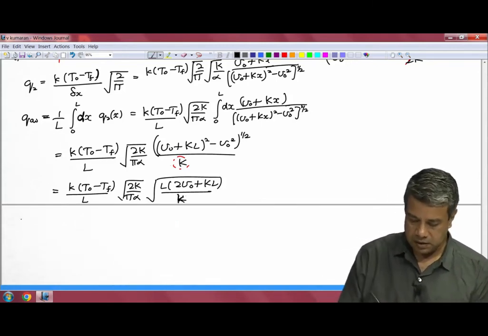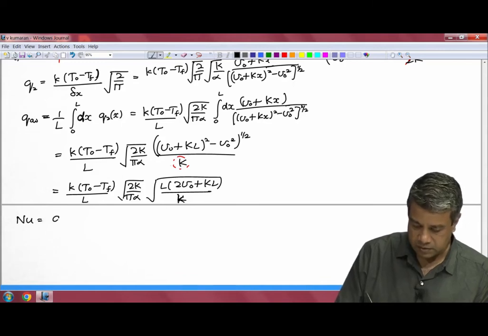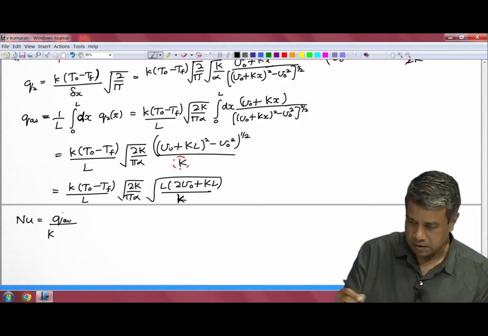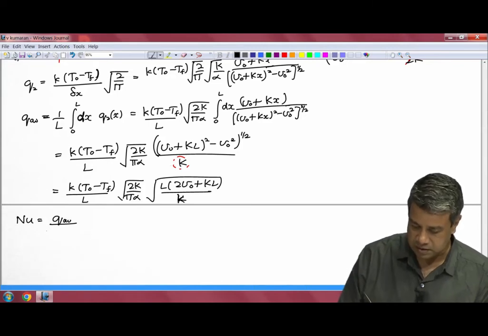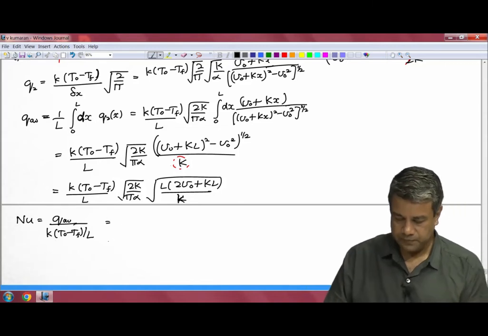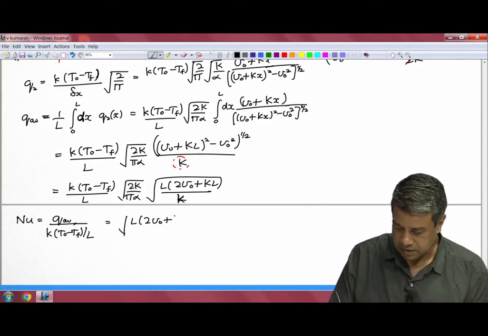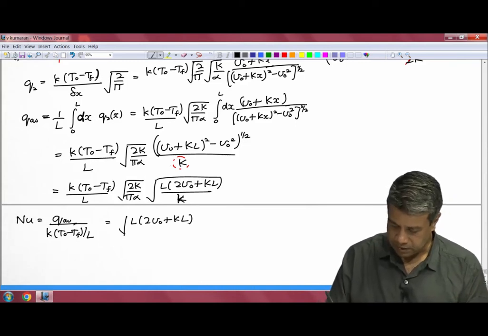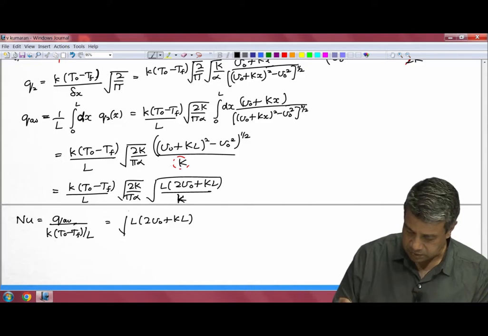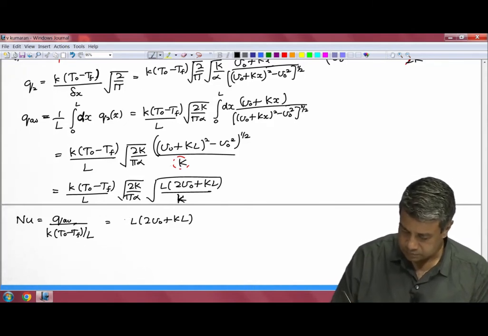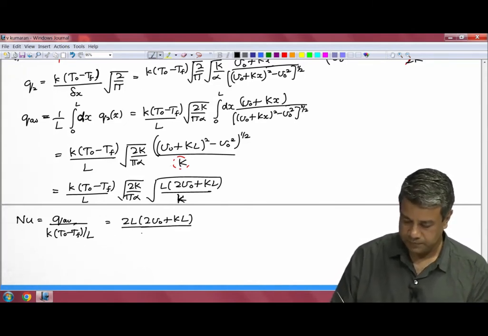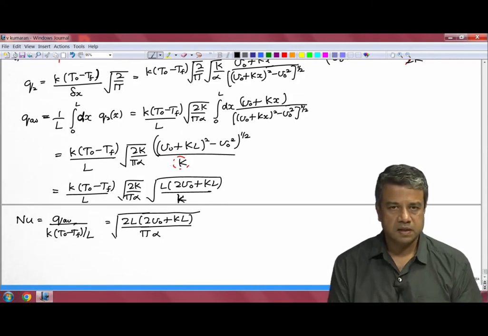So, this becomes k, and the Nusselt number is equal to q average by k. This is the thermal conductivity, not the extension rate, k into T naught minus T f by L, is equal to square root of L into 2 V naught plus k L. There is a factor of 2 here, divided by pi alpha whole to the square root. So, this is the Nusselt number correlation.